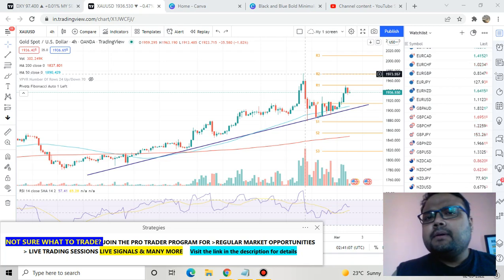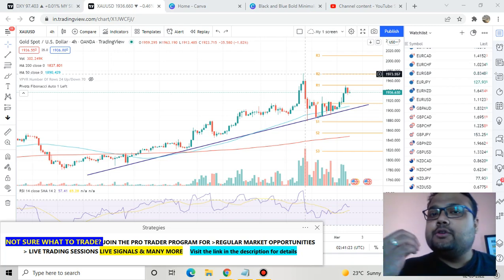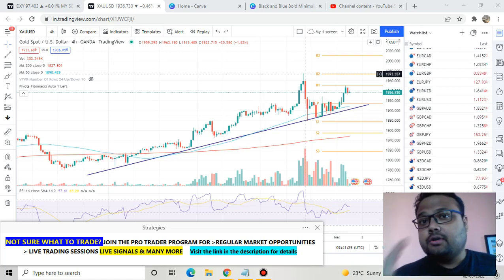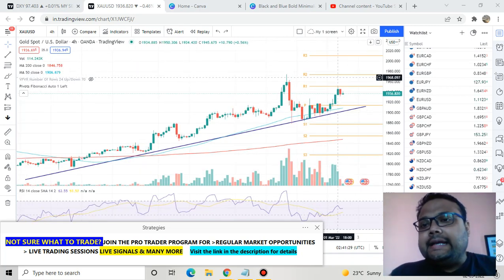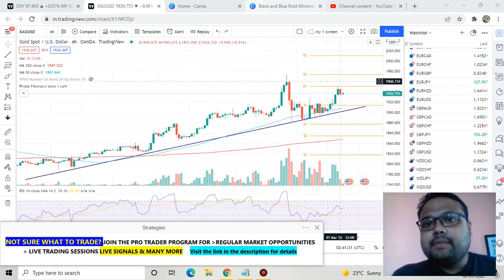If you are a scalper, if you have been trading gold for a considerable period of time, then yes, you can go for selling for scalping purposes. But otherwise, if you are a trader who prefers to take a trade that lasts for a couple of hours or days, then you should be looking for buy positions only, long positions. Right now, gold is trading at 1936. This is the current market price here.